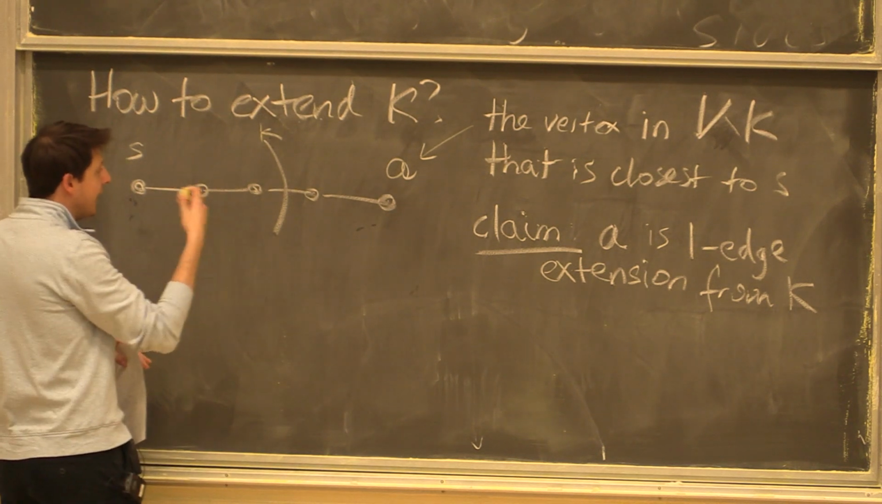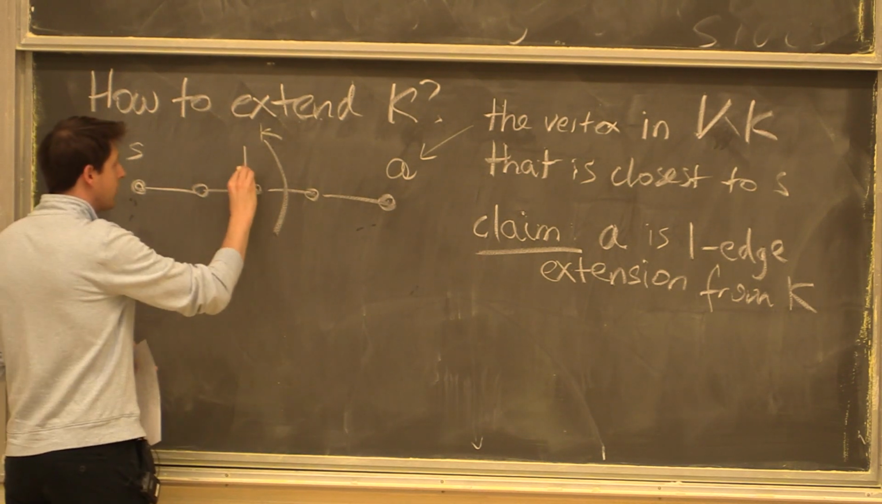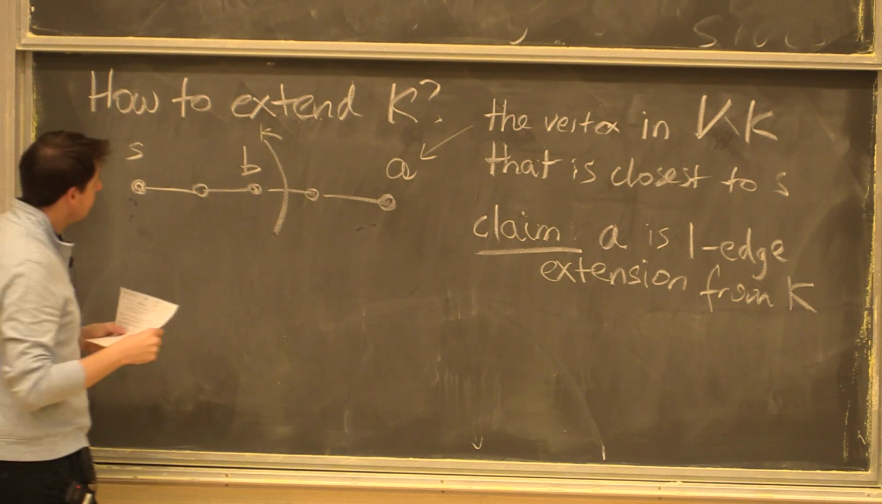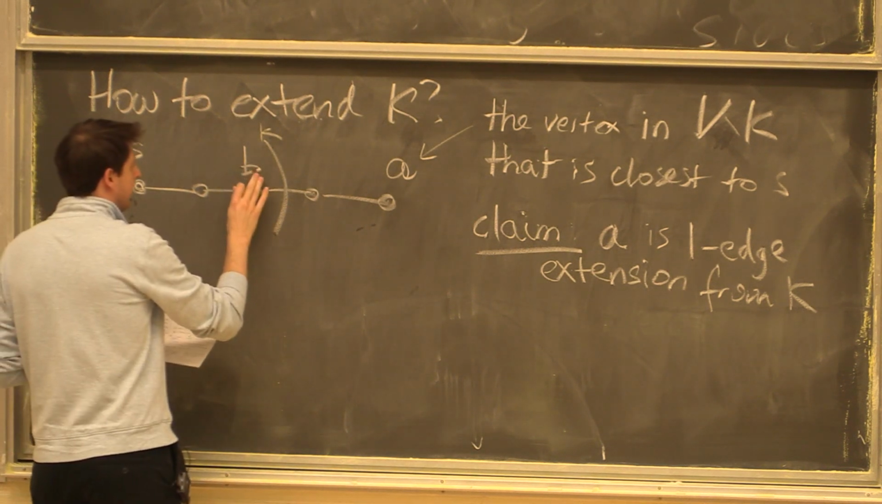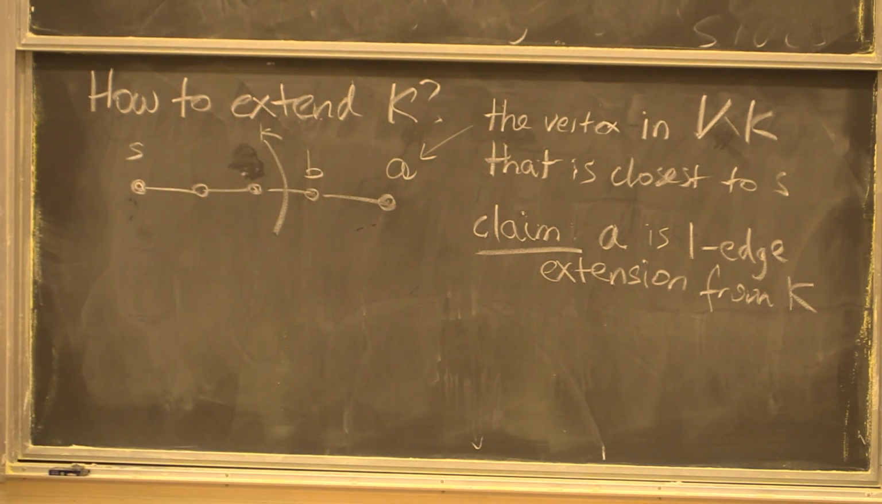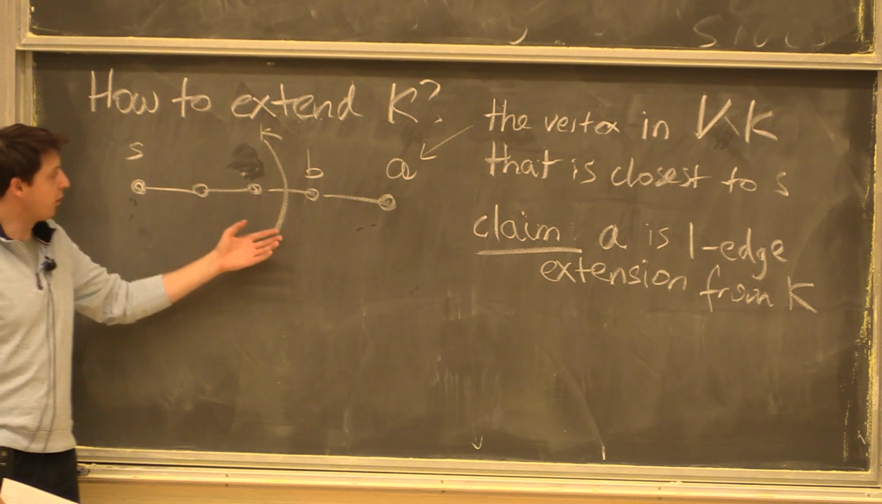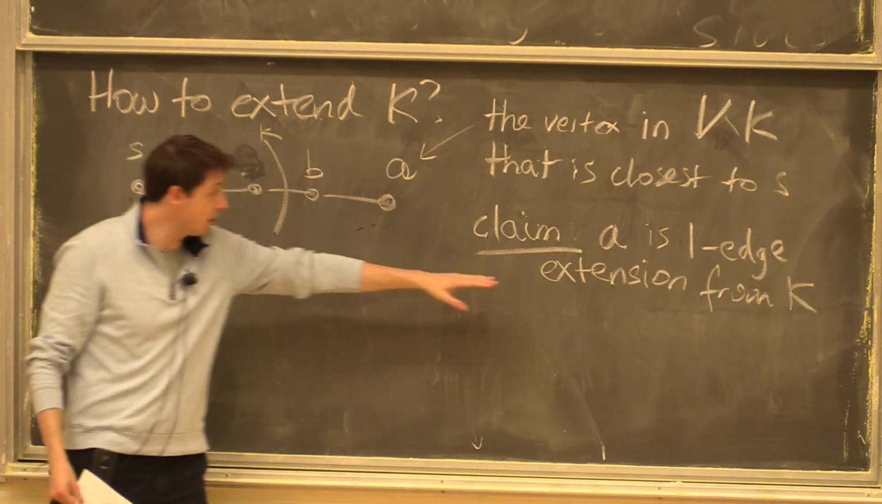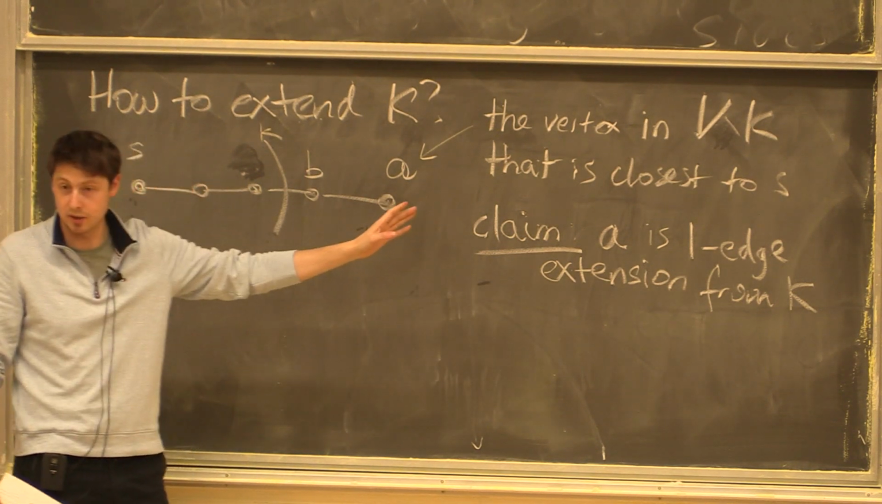Okay, so there is a last vertex inside of K. Let's call it B. Or rather, there is a first vertex outside of K. Let's call it B. Now, if B equals A, we're done, right? That's what we wanted. But if B is not equal to A, we can reason by contradiction. Suppose this is not the case. That means that A is more than one edge extension.